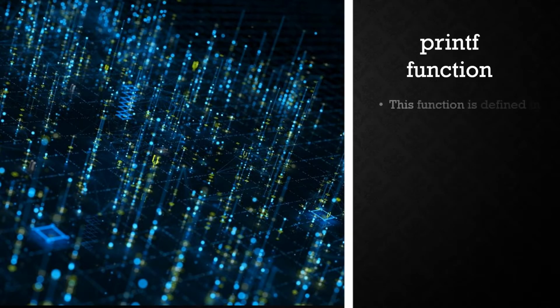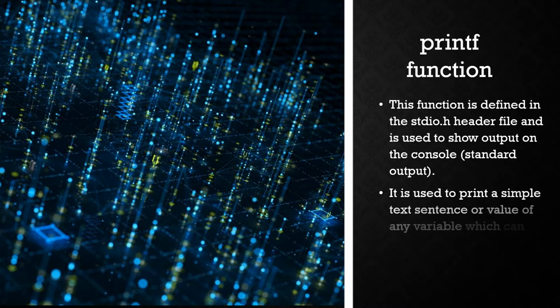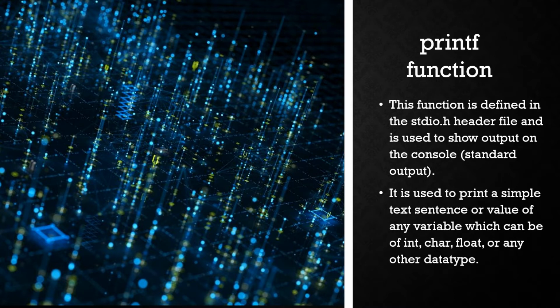Printf function. This function is defined in the stdio.h header file and is used to show output on the console. It is used to print a simple text sentence or value of any variable which can be of int, char, float or any other data type.